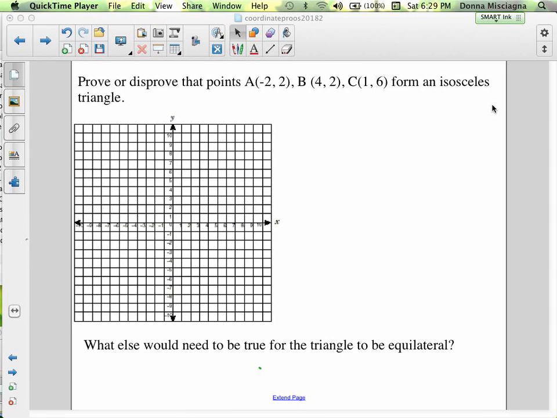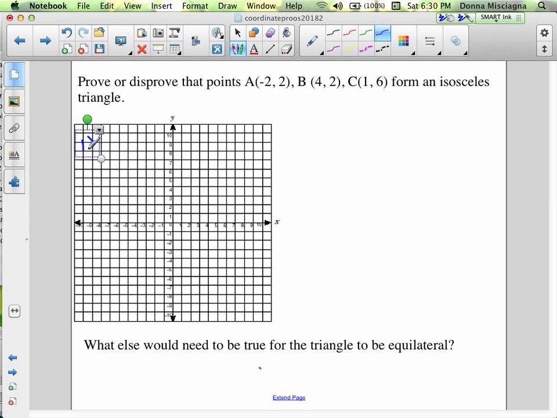Welcome. In this video, we're going to prove or disprove that points A (-2, 2), B (4, 2), and C (1, 6) form an isosceles triangle. So the first thing that we will do is graph the triangle.